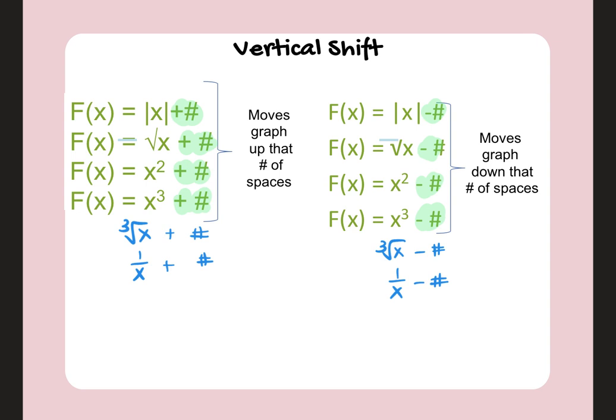For me, these make sense. If I take a function and I add something to it, it should shift all my values up. If I subtract something from it, it shifts it down. So the vertical shift makes sense naturally with what your brain thinks. Add, it's going to shift it up. Subtract, it's going to shift it down.